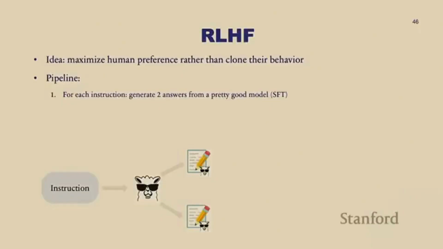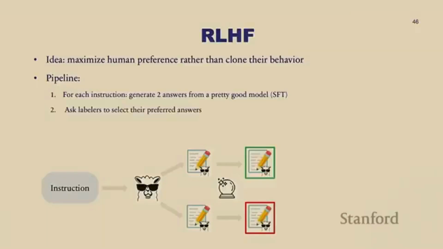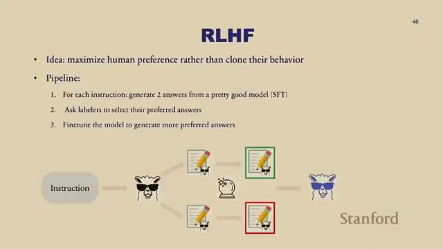You use a fine-tuned LLM already to give pretty good answers. And then you ask labelers which of these two answers was better, so select the preferred one. And then with different types of algorithms, we're going to talk about the algorithms, you just fine-tune the model to generate more of the green thing than the red thing. So more of the good stuff. So now the question is how, and we're going to talk about that right now.